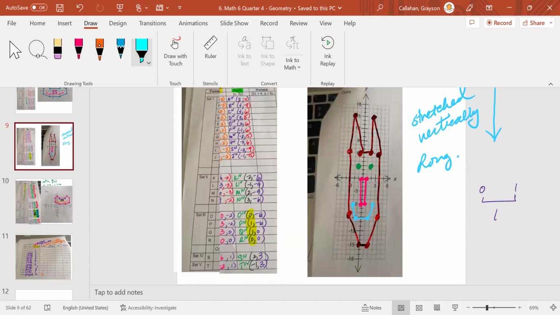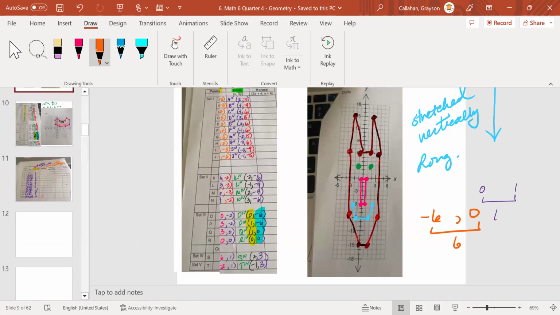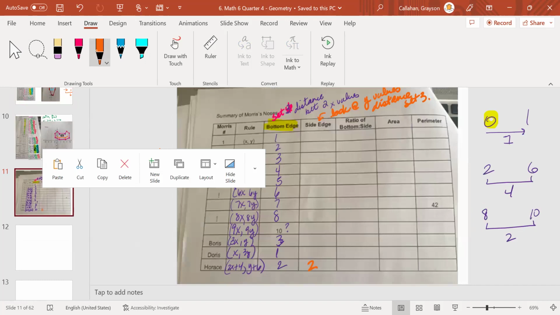Here's Doris. Look over here. What is the difference between the two numbers there? 1. My God. 6 and 3. 6 and 0. Negative 6 to 0. What's the difference here? Yeah, 6, right? So for Doris, this will be 6.